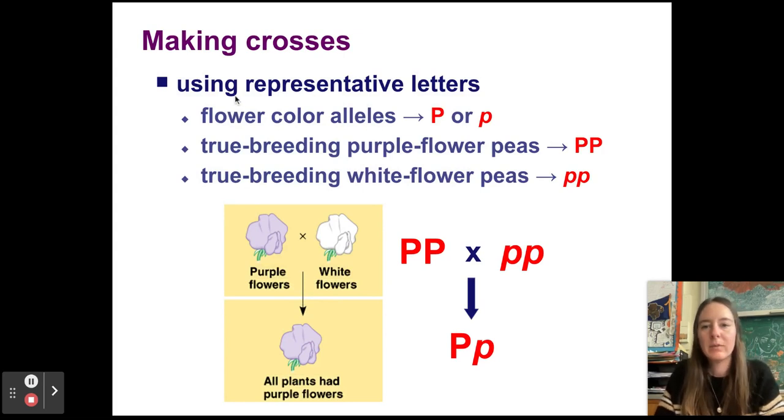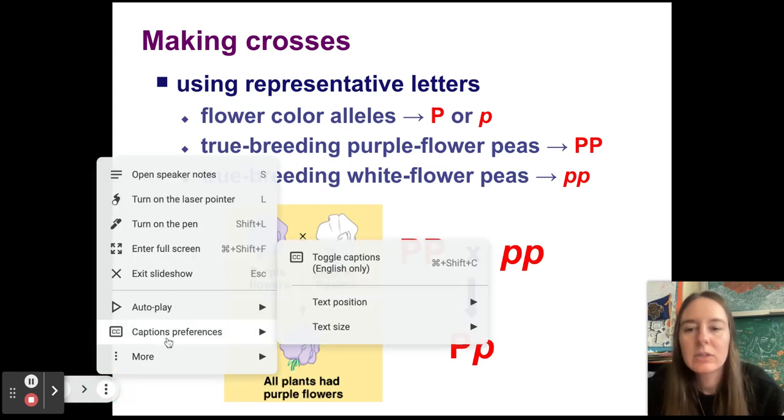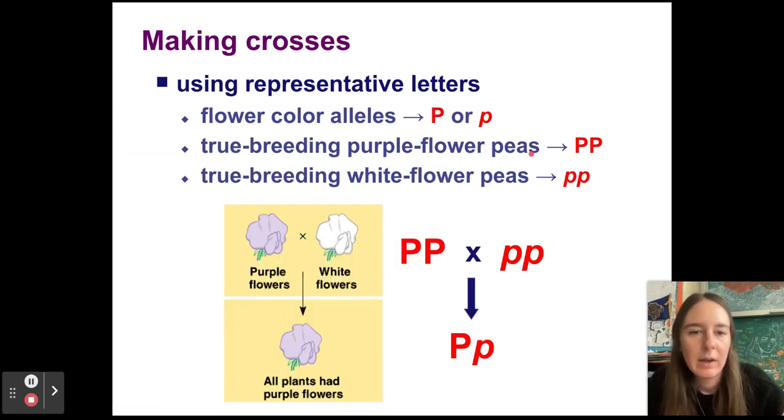So for flower color, we're going to use a P, for purple. So capital P or lowercase p. Now, the capital P is going to be our dominant allele. Our lowercase p is going to be a recessive allele. And just so I can make this so clear, I want to show you what this means. So a capital P, again, remember, we're talking about chromosomes.